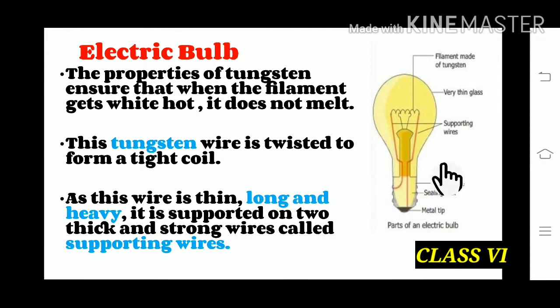In this picture you can see that the property of tungsten ensures that when the filament gets white hot, it does not melt. And this tungsten wire is twisted in the form of a tight coil. As this wire is thin, it is long and heavy, and you can see that it is supported by two thick and strong wires, and you can see that the wire is red in color and is called the supporting wires.